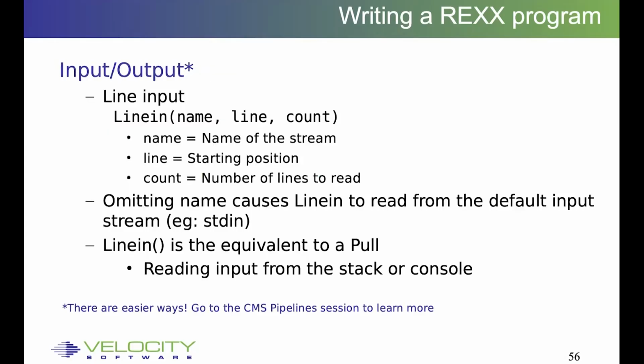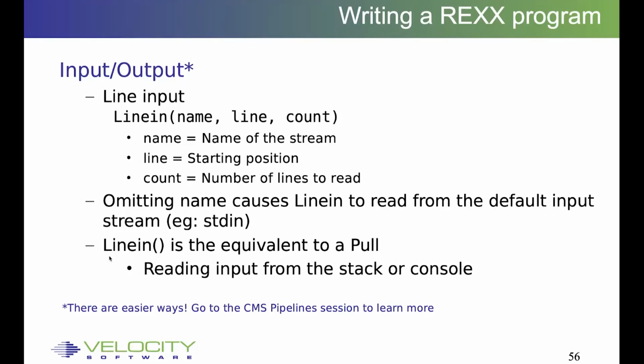All right, we're going to talk a little bit about input and output. Line input can be used with the linein function. The linein function takes parameters. The first parameter is the name of the stream. In this case, the stream is a file name. The line is the line number that is being read. If you're reading from the beginning of the file, this would probably be 1. And count is the number of lines that you want to read. So if you only want to read 10 lines of a file, you could certainly do that.